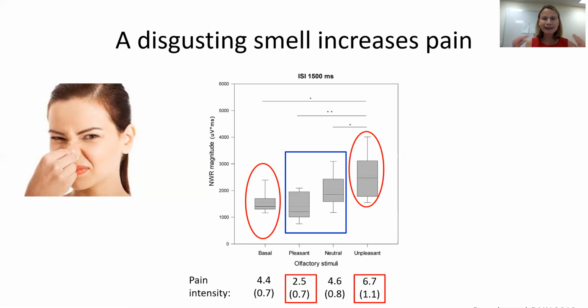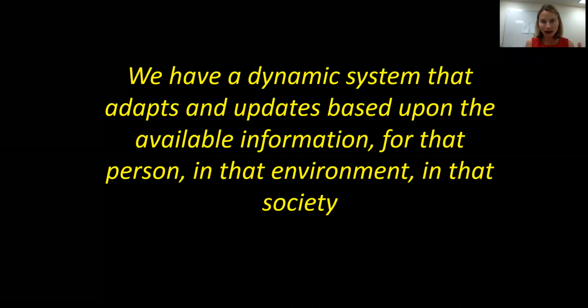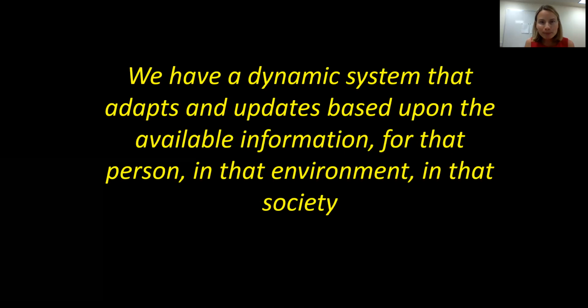So what this all suggests is that we have a dynamic system that adapts and updates based on the available information for that person in that environment within the society that they're based in. And that system is determining ultimately whether or not we need to be protected. And if we need to be protected, pain is produced, because pain is a protective thing. It stops us from being silly. It requires us to get ourselves out of certain situations.